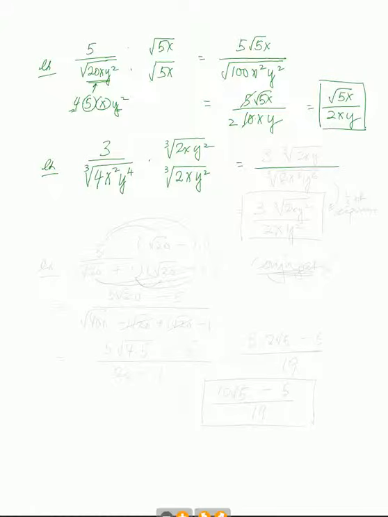Okay, so what's in the bottom now is 4 times 2 is 8. X squared times x is x cubed. Y to the 4th times y squared becomes y to the 6th. Okay, and this is 3 cube root of 2xy squared. So you notice that you actually have to take 1/3 of the exponent. In the cube root world, you have to take 1/3 of it.